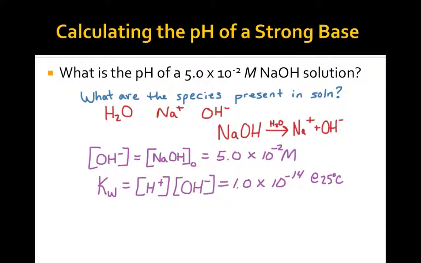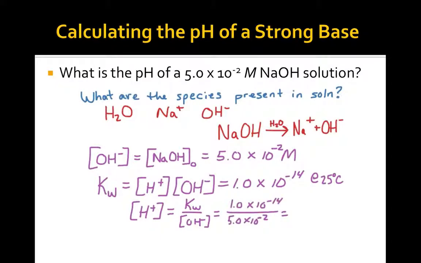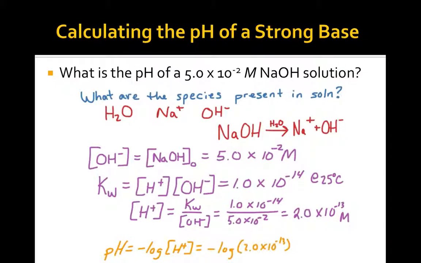Using the ion product constant from the autoionization of water, we can calculate the hydrogen ion concentration. The H+ concentration turns out to be 2.0 times 10 to the negative 13th molar. pH is the negative log of the hydrogen ion concentration, so in this case, the negative log of 2.0 times 10 to the negative 13th gives us a pH for this sodium hydroxide solution of 12.70.